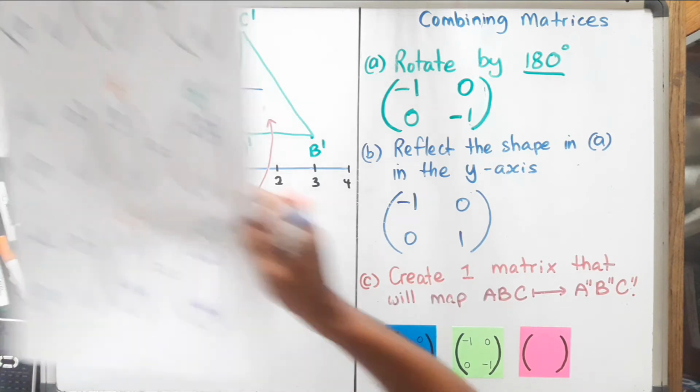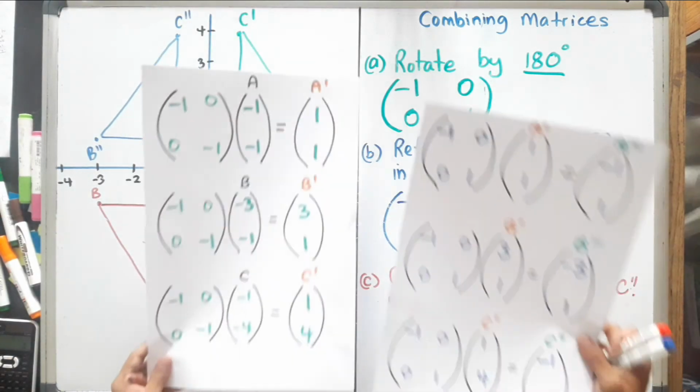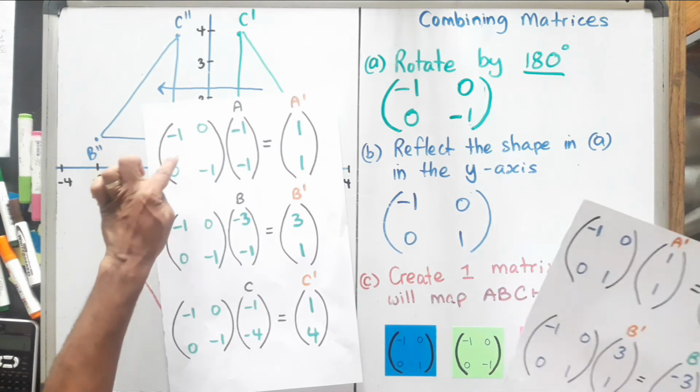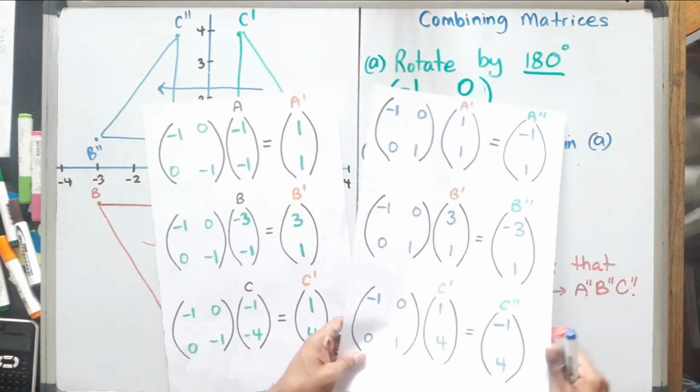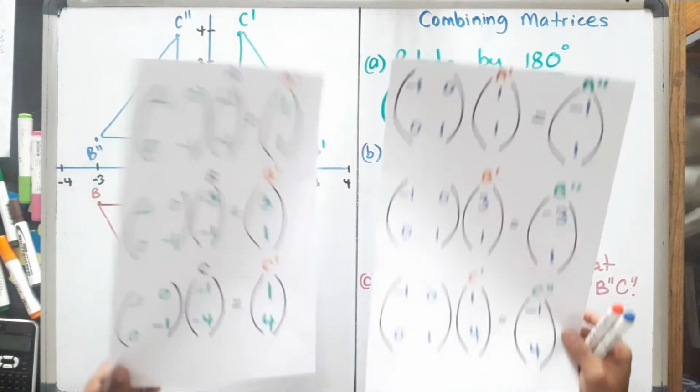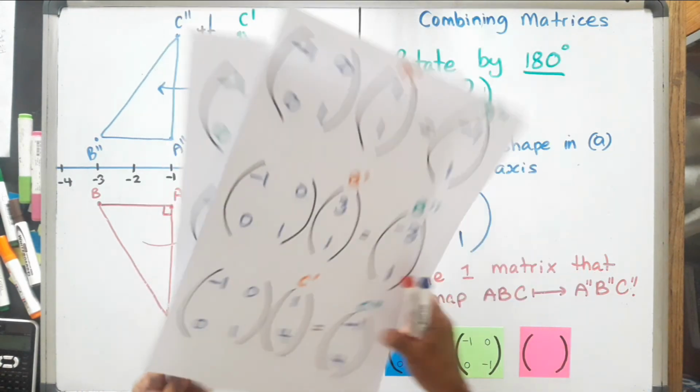Now, how many sets of working did we have to do? Let me just put it in front of you. Didn't we do 2 sets of working? Didn't we multiply everyone by this matrix first? And then we multiplied everyone by this matrix. So it's 2 sets of working, and this is quite a lot of working.